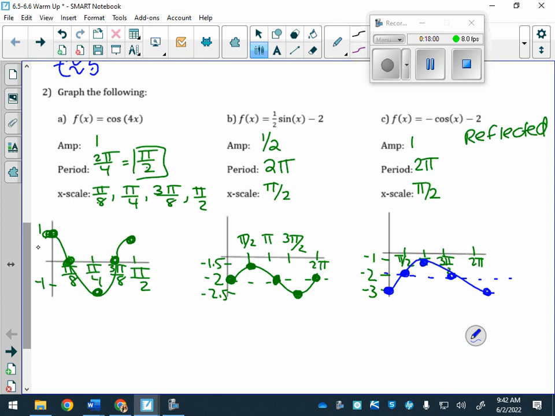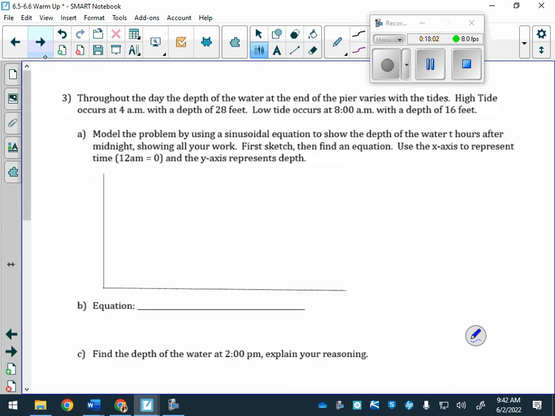So this one is a different type of question in terms of tides. I wanted to show you to give you an idea of how it's different. Throughout the day, the depth of the water at the end of the pier varies with the tides. High tide occurs at 4 a.m. with a depth of 28 feet.